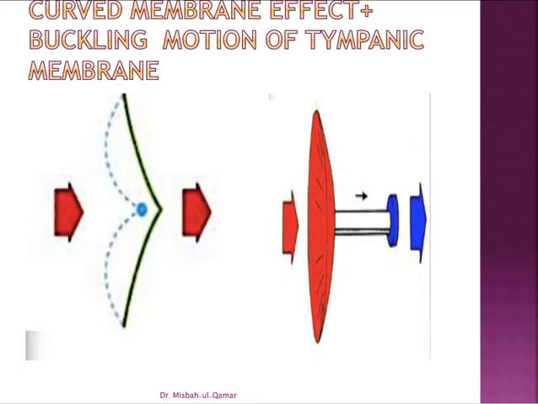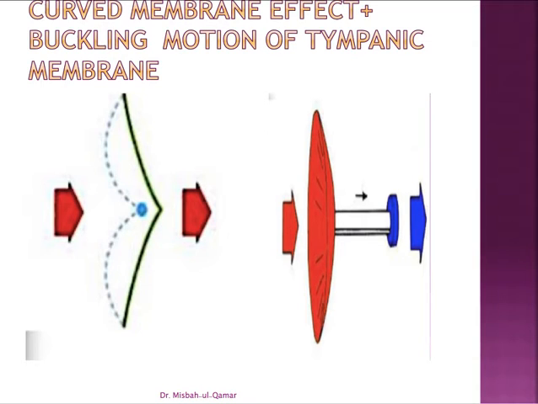So what does the buckling motion achieve? A buckling motion of the tympanic membrane basically results in an increased force while a decreased velocity. So whenever the sound waves vibrate the eardrum, the tympanic membrane vibrates with increased force but decreased velocity, and as a result it produces a fourfold increase in the effectiveness of the energy transfer again.